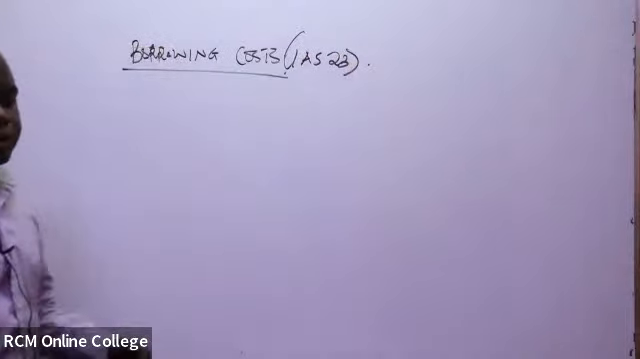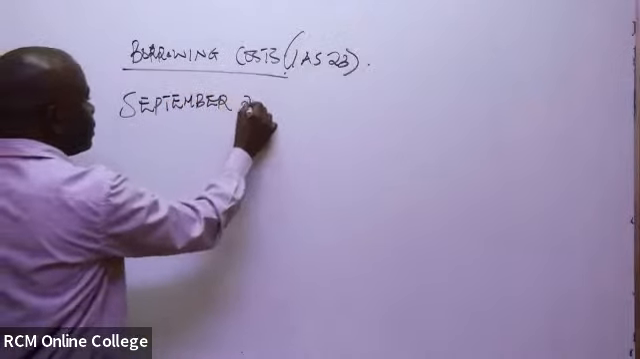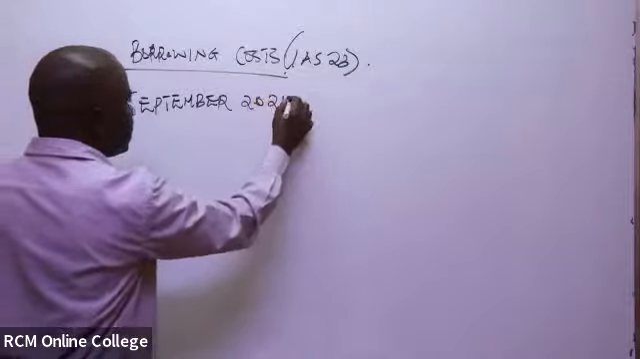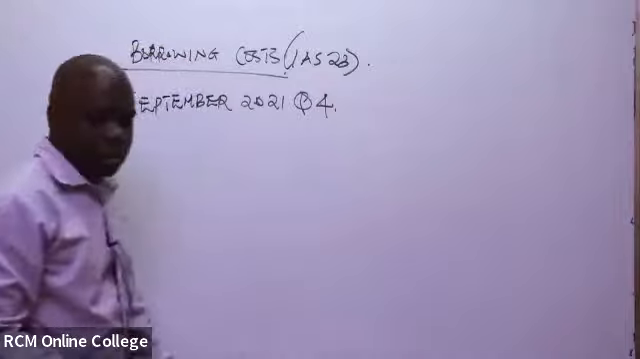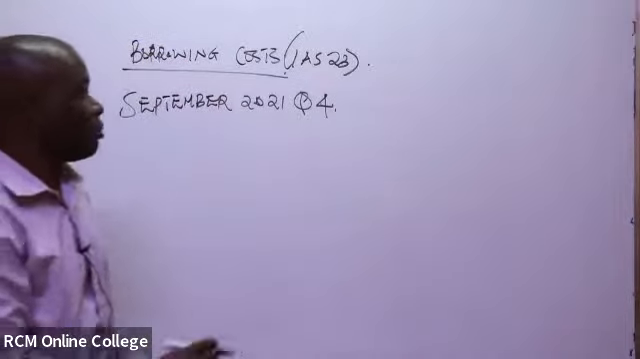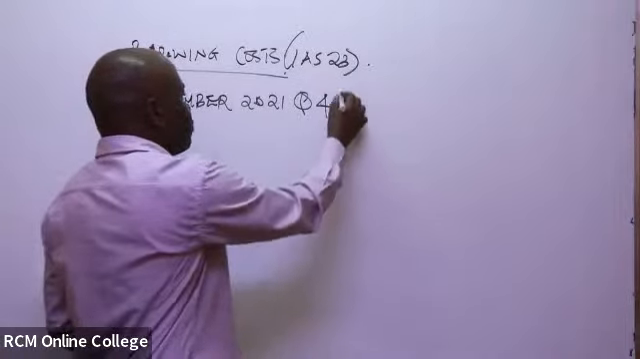Because in this case, I told you that you can try to attempt it. So it is September 2021. You can open this question, September 2021. The question is question number 4A. I've sent the past paper in the group.